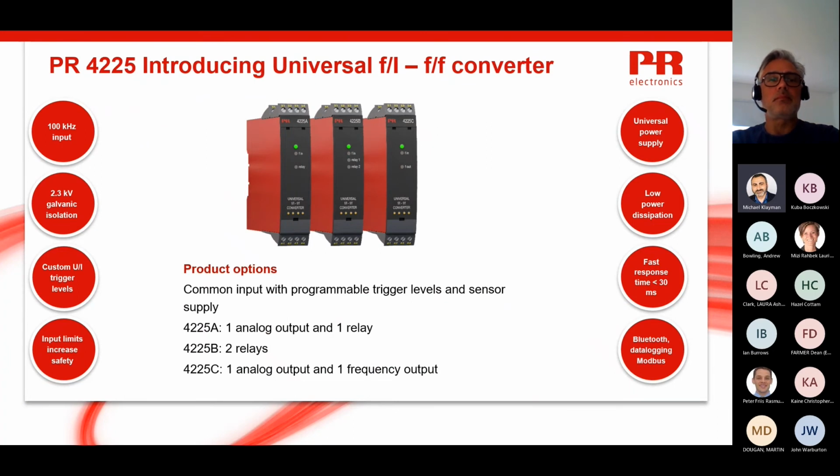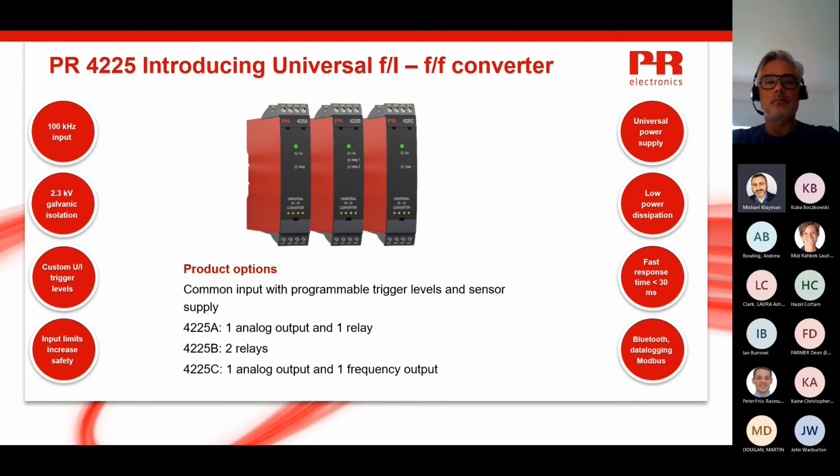Performance made smarter is our slogan. That is also the foundation for the PR4225. High performance with universal power supply, low power dissipation, fast response time, and galvanic isolation on all ports makes it the perfect solution when converting frequency to analog, NPN, or relay output. These outputs can be specified by ordering one of the 3 versions of the 4225, either A, B, or C, whichever one fits the application.